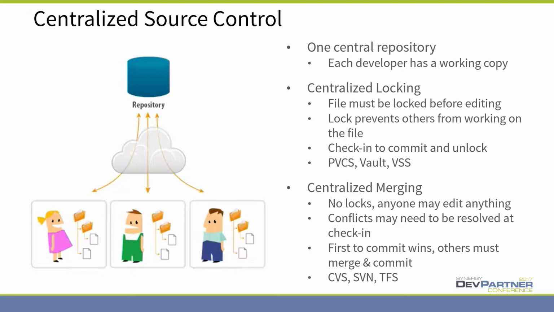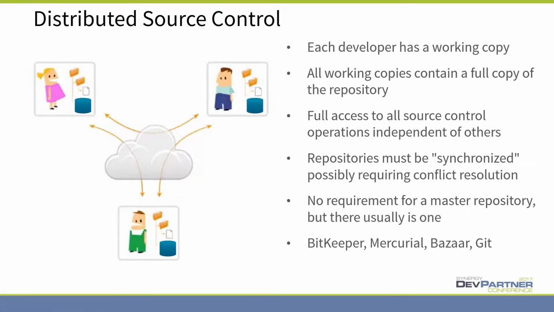Examples of products that do that: the old CVS product. Subversion is probably one of the biggest examples of that. Team Foundation Server can be used in this way. TFS, you can go a couple of different ways, but those are examples of the centralized merging model. And then there's the distributed version control environment.